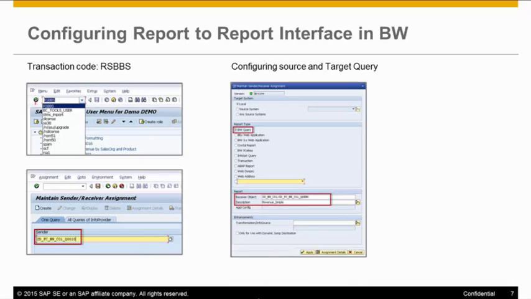This is the transaction code RSCBS. Once you log in to the BW system, you have to go to this transaction code RSCBS and maintain the sender query and the receiver query. Once you do the assignment, you can go back to Design Studio and run your source application, and then select a value from your source application, for example, a cross tab.